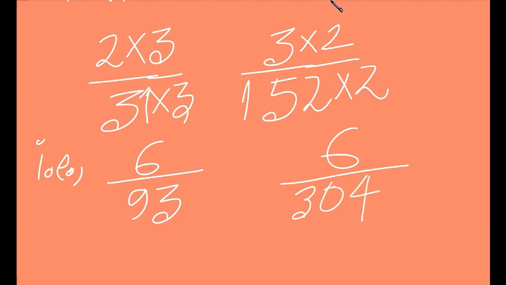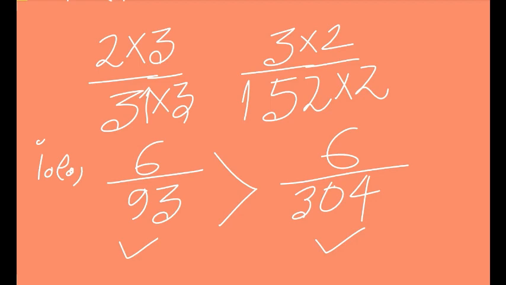304. Now since the numerators are equal, you can look at the denominator. So what did I say? Whichever is smaller is greater. So 93 here is smaller than 304, so it will be greater, right?